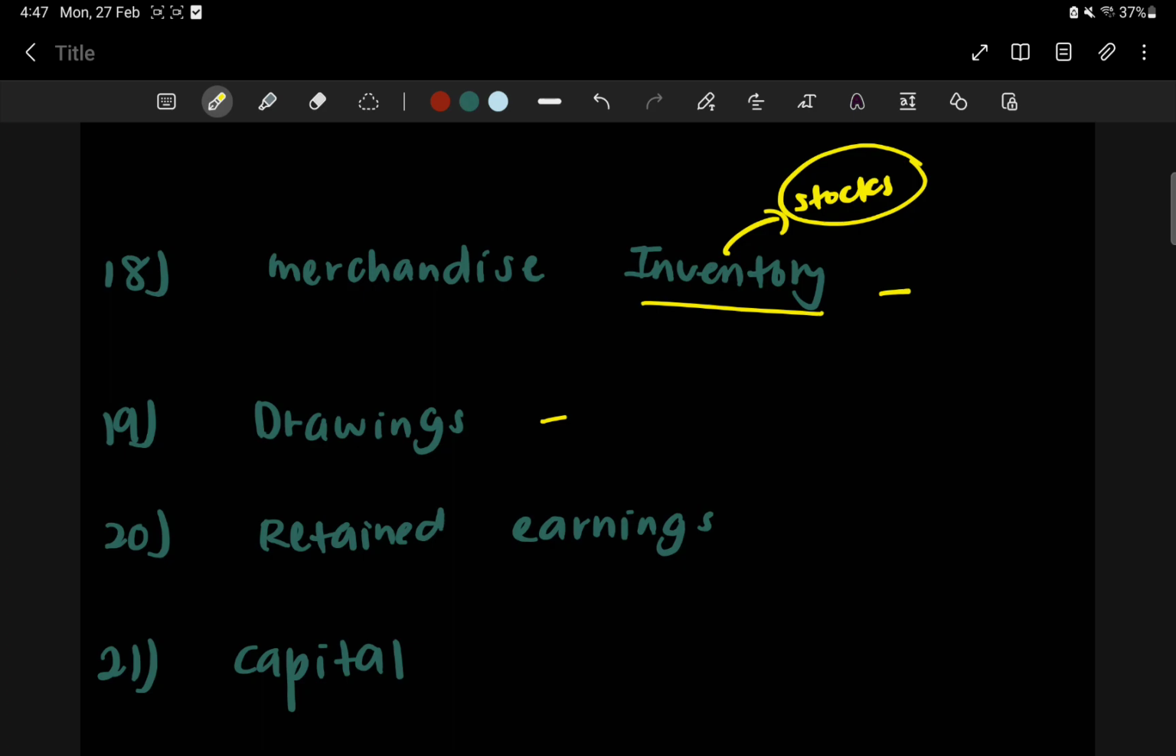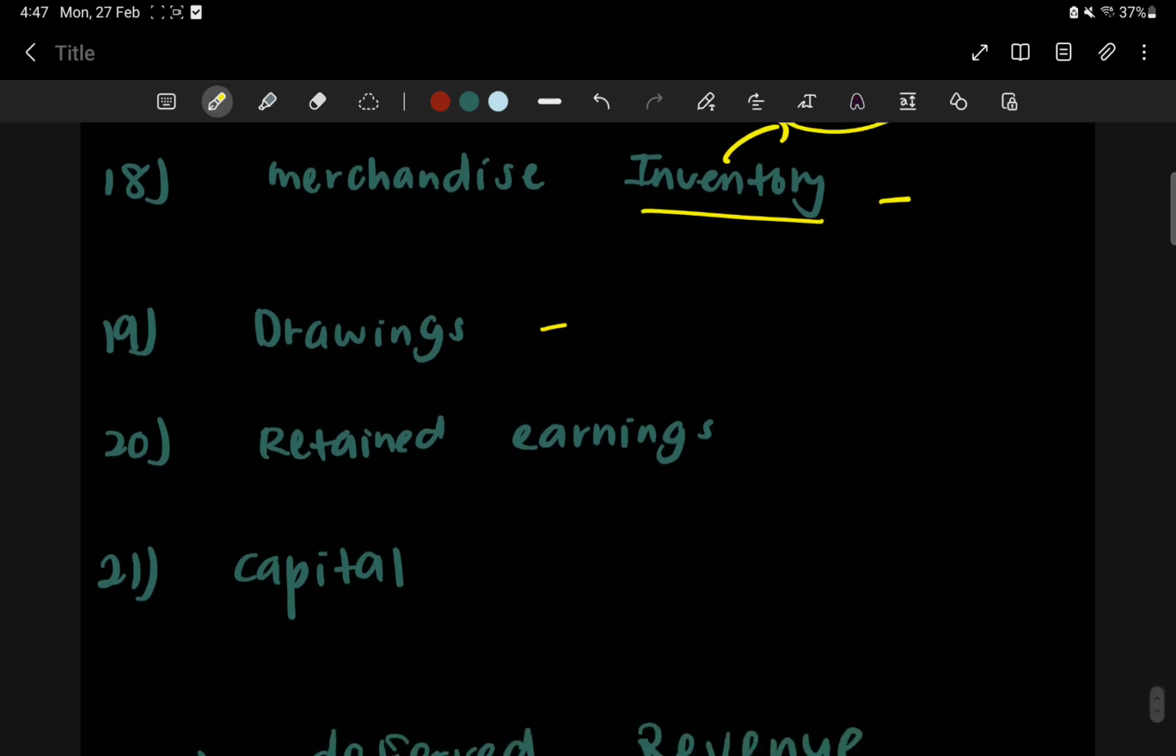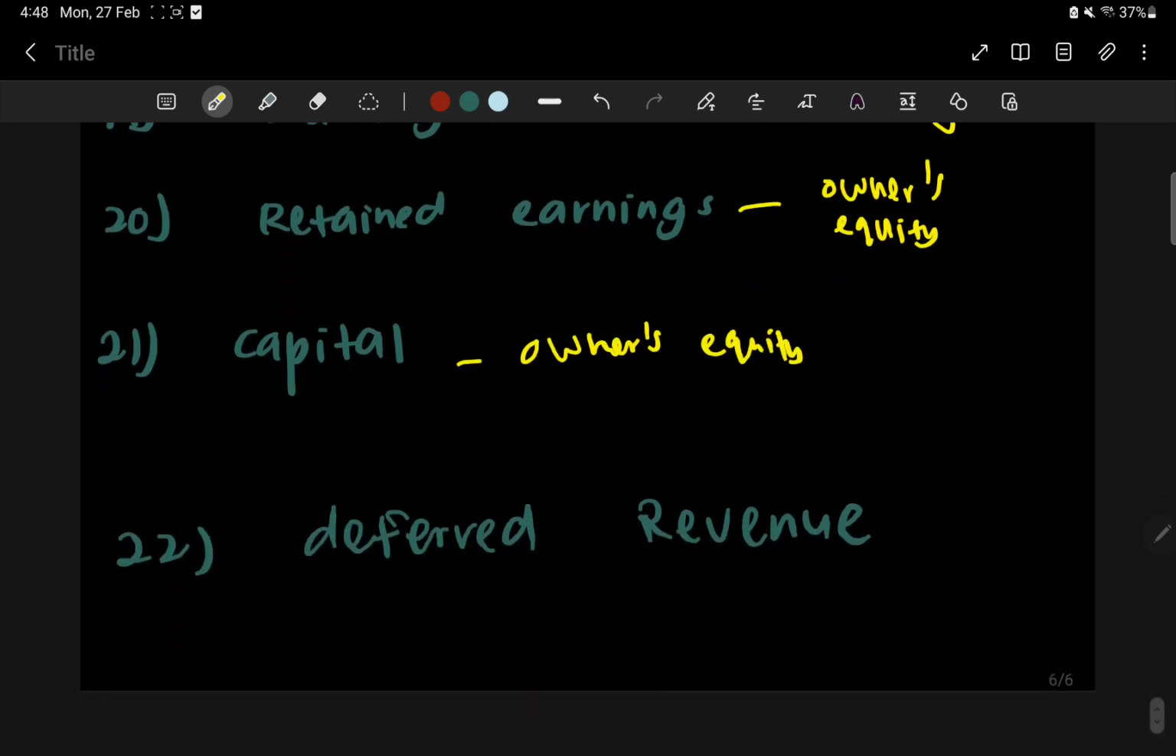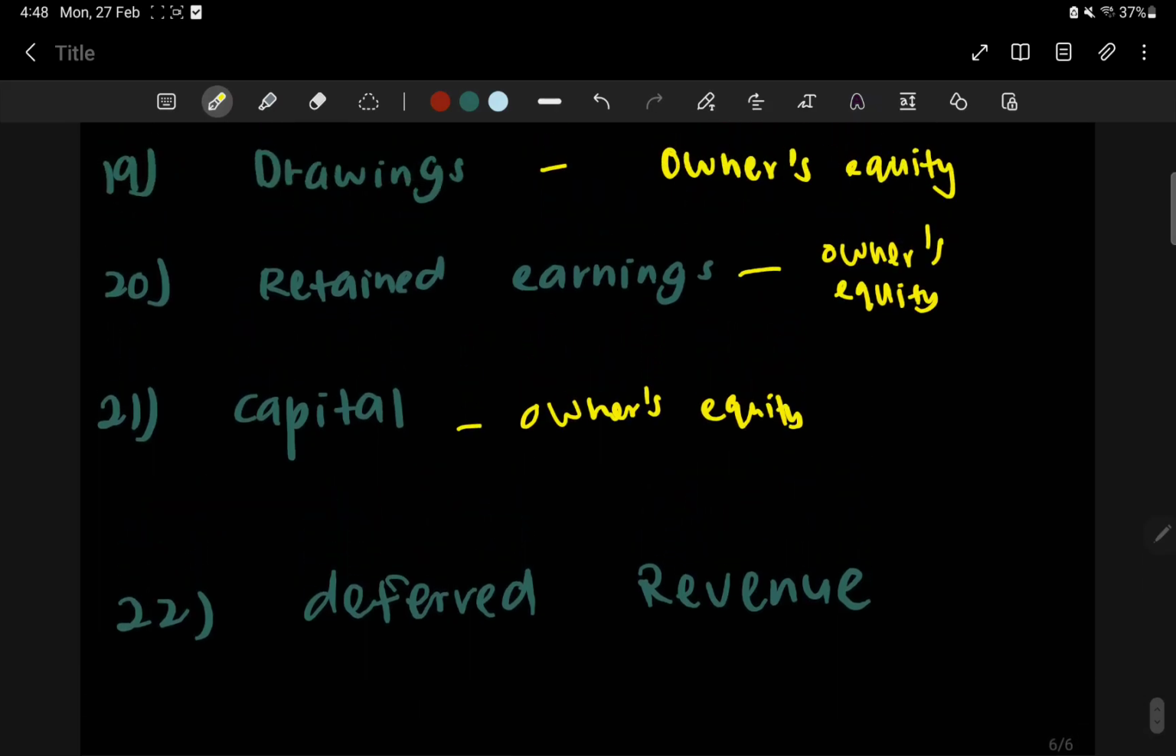Understand, right? So how about the drawings? Drawings would be our owner's equity. Retained earnings are also our owner's equity. And capital would be owner's equity as well. Okay, so now, how about deferred revenue? Deferred revenue, this is our last one. Deferred revenue is going to be a current liability.